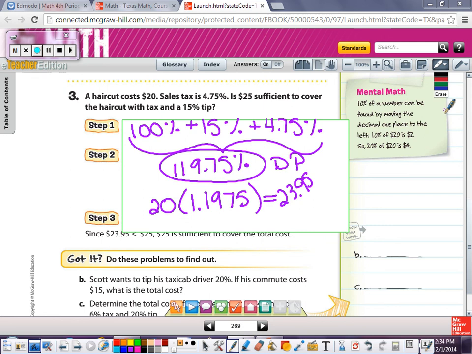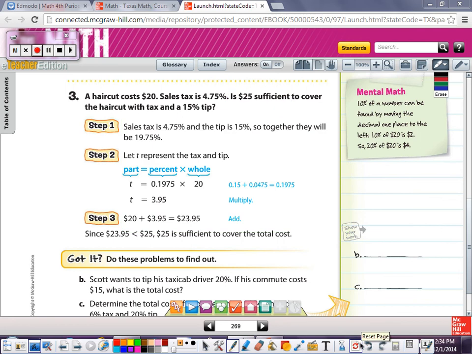The question I was asked, though, was, is $25 sufficient? Does that mean, is it enough to cover everything I want? Well, if I only need this much and I have $25, then yes, it will be sufficient. And that's exactly what it tells us down here if you check along with it in your book. Having said that, now go ahead and work on the got it's.